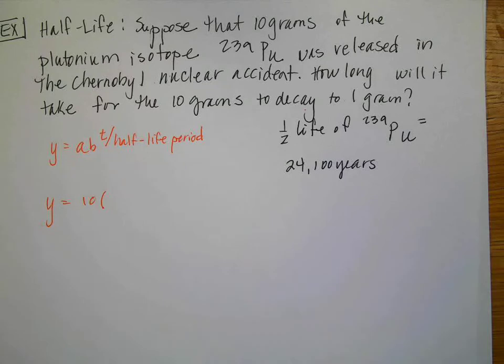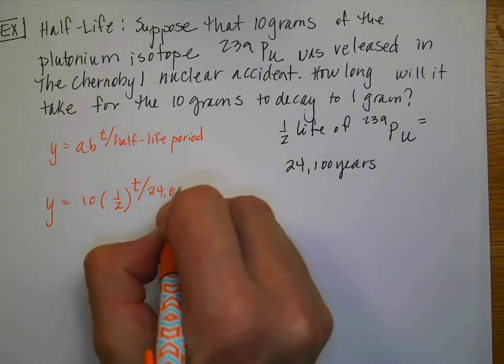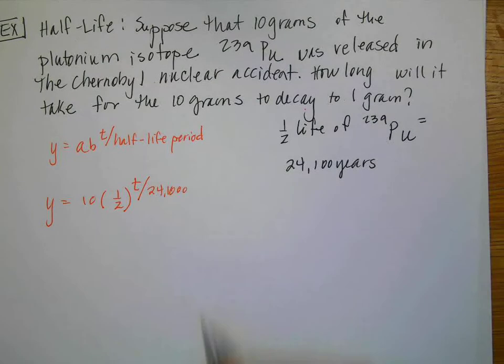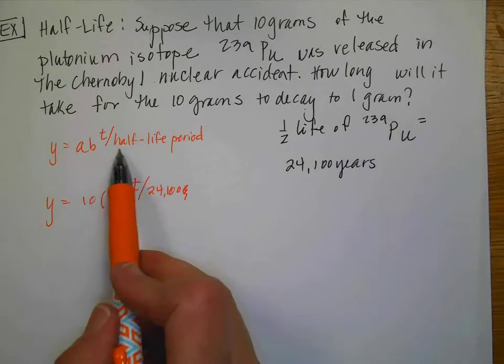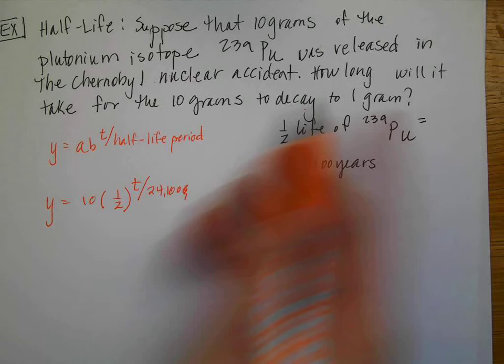So I'm going to write y is equal to, I have 10. My decay rate is a half. I don't know time. And I know that my half-life period is 24,100. I got an extra 0, not batting 1,000. So you can use the other formulas with half-life. This is just the one that I tend to use the most when I have to deal with half-life.